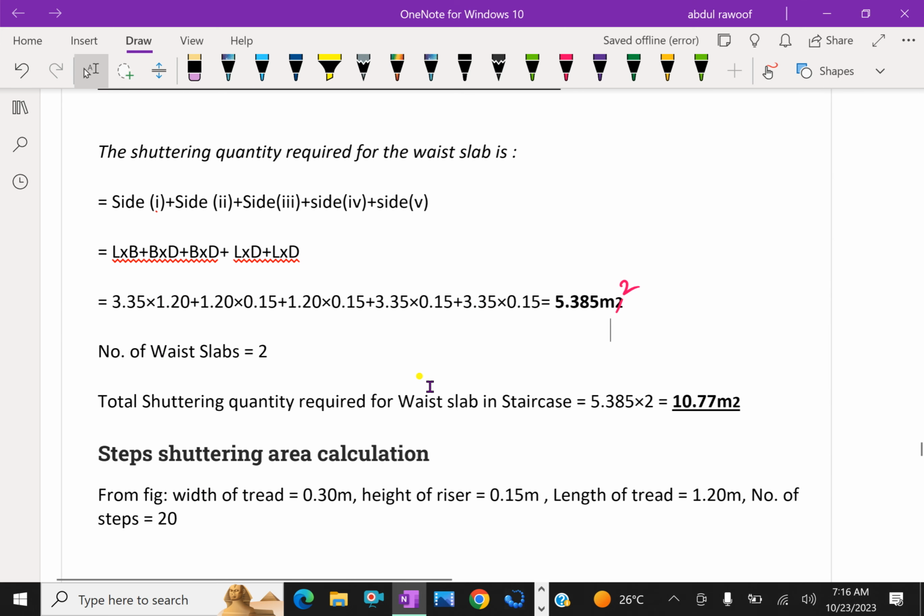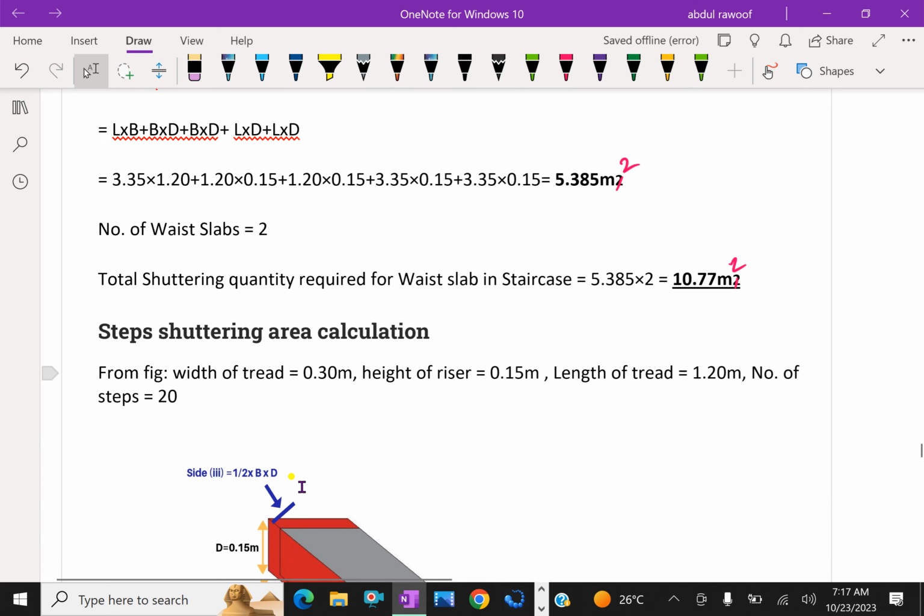So total shuttering quantity required for waist slab is 5.382 into 2, which is 10.77 meter square. Steps shuttering area calculation.